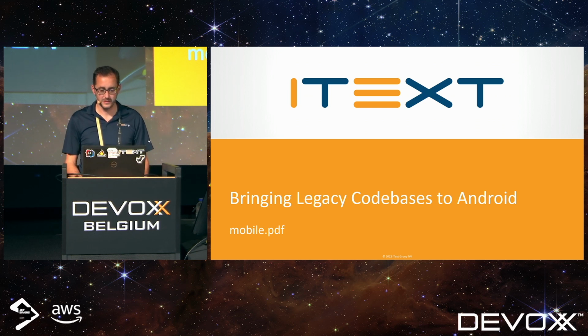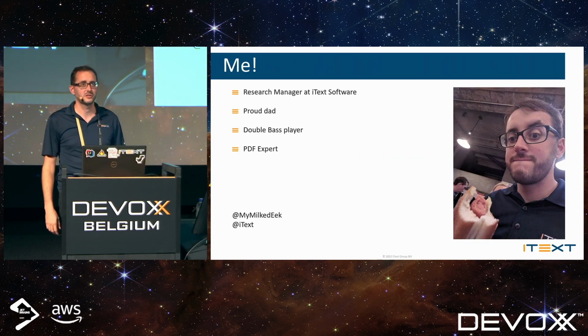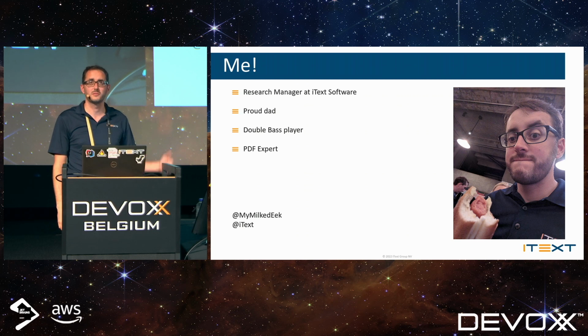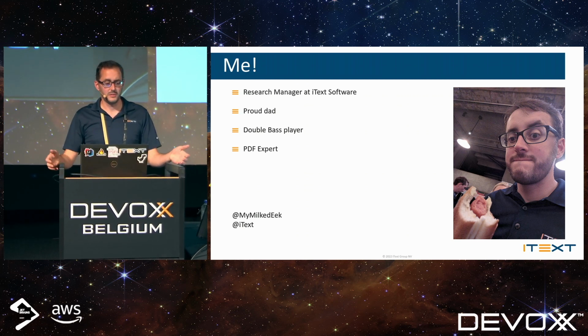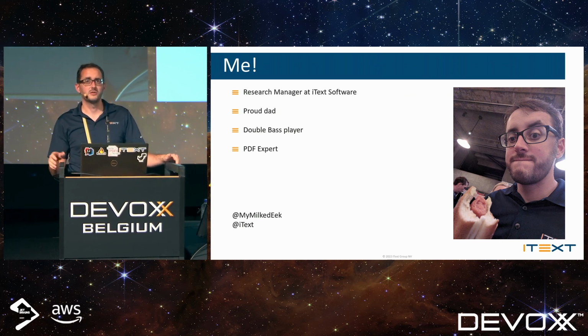Let's get started. First, maybe an introduction to myself. I'm Michael Demey. I'm the research manager at iText Software. What that means on a day-to-day basis is that I lead a team of software engineers that is responsible for innovation and standardization. So basically, we write prototypes all day and we talk about PDF during lunch.